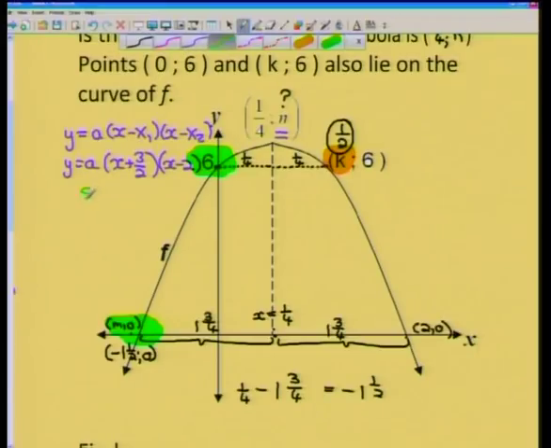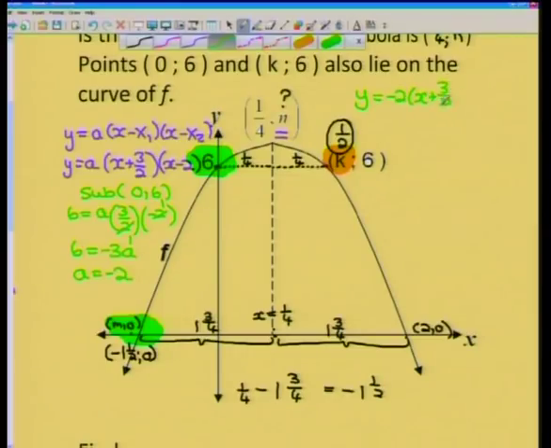So what I'm going to do is substitute (0, 6) in there so that I can solve for my a. So 6 is equal to a. If I put 0 for x, I'm just going to have 3 over 2. And if I put 0 for that x, I'm just going to have minus 2. Now looking at it, that 2 divides into there once. So I've got 6 is equal to minus 3a, and so a is equal to minus 2. So my equation is y equals minus 2, (x plus 3 over 2), (x minus 2).